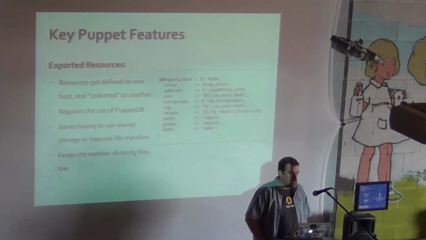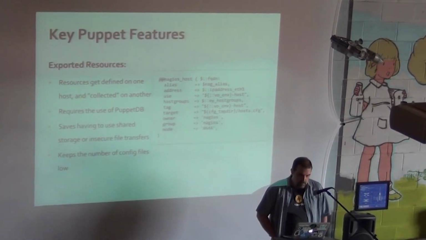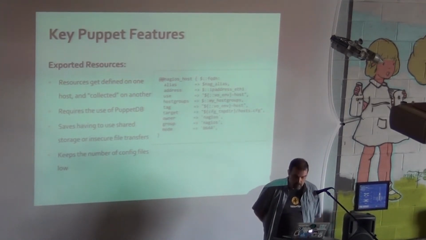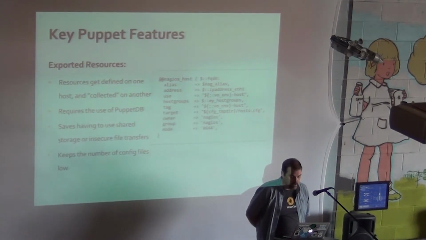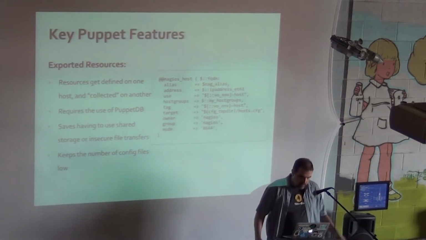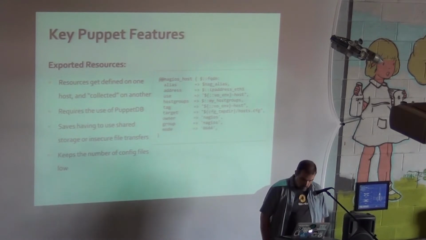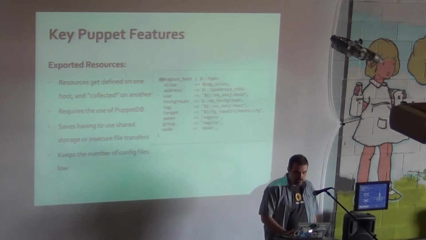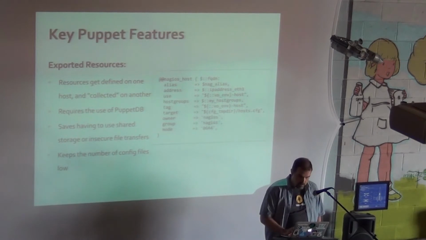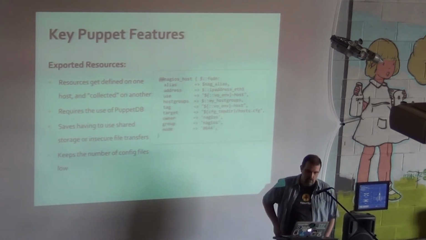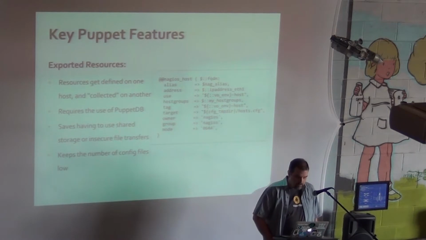Exported resources make use of the Puppet DB, which means this solution doesn't work great in a masterless environment. You can run a Puppet DB in a masterless environment, but then at that point you've created a central dependency, so you might as well run a Puppet master and get the benefits that go along with that. In the example on the screen, the node running the policy is going to define a Nagios host resource, and we'll get into what that is exactly in just a little bit, applying a bunch of locally sourced variables to that resource. So it's creating the Nagios config entry for itself.